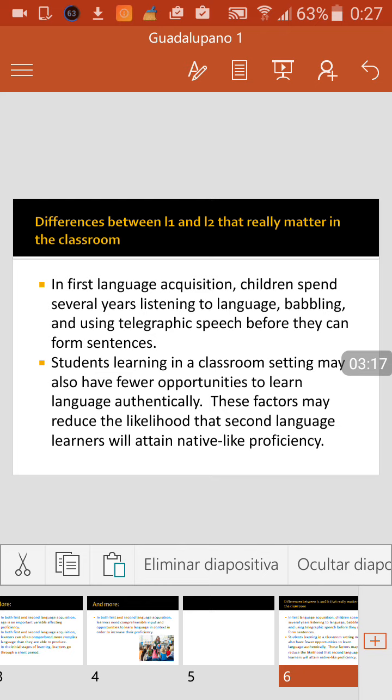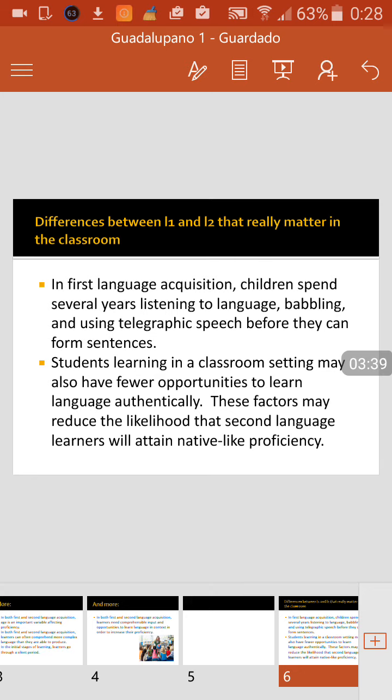Now, just as we have similarities, we have differences between L1 and L2 that really matter in the classroom. In first language acquisition, children spend several years listening to language and then babbling and using telegraphic speech before they can form sentences. And then, of course, because L2 is learned in a classroom, students will have fewer opportunities to learn the language authentically. So it is really very important that although we know that learning is artificial because it's a classroom with a teacher and students, we try to make learning as natural as possible to benefit learning.